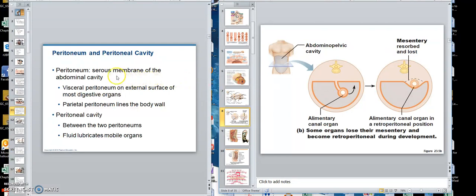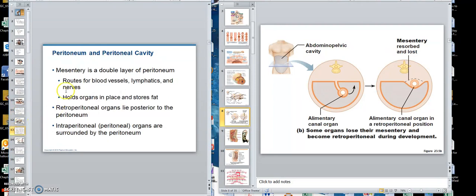Okay, let's go over here. The peritoneum is a serous membrane of the abdominal cavity. Visceral peritoneum is on the external surface of most organs, that's the one next to the organ. Parietal lies on the inside of the body cavity. The peritoneal cavity is between the two. In there you have some peritoneal fluid, just like you had pleural fluid and pericardial fluid.